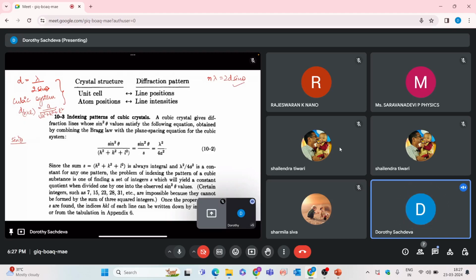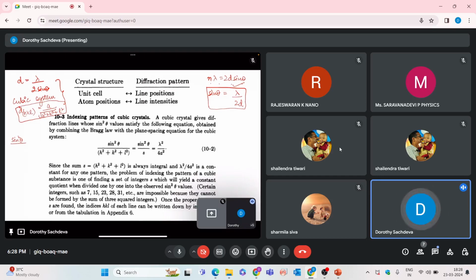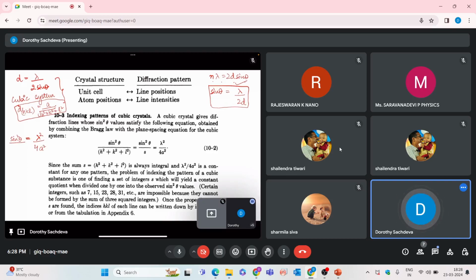So using this Bragg's law, where we write n lambda is equal to 2d sine theta, we can just write that sine theta is equal to lambda divided by 2d. So using this equation and using this equation for the cubic system, where your d value is given by a divided by under root of h square plus k square plus l square, we will combine these two equations. Then we will write sine square theta is equal to lambda square divided by 4, and your d is given by a square into h square plus k square plus l square.